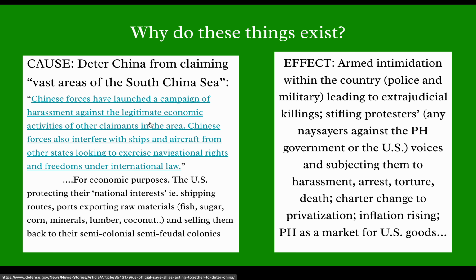These conferences always have this vague language. So I'm like, okay, for economic purposes. They're deterring China for economic purposes. Am I getting too deep in this? Okay. Anyways, the U.S. protecting their national interests. The economic purposes are the U.S. protecting their national interests from China within the South China Sea.